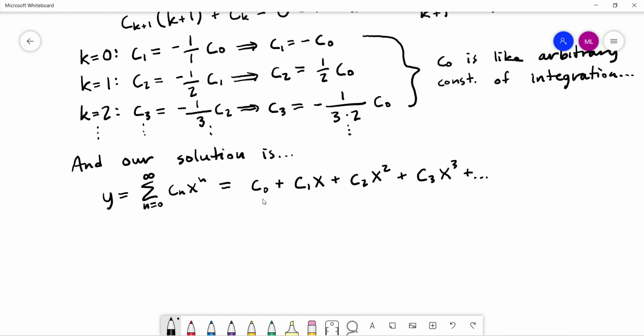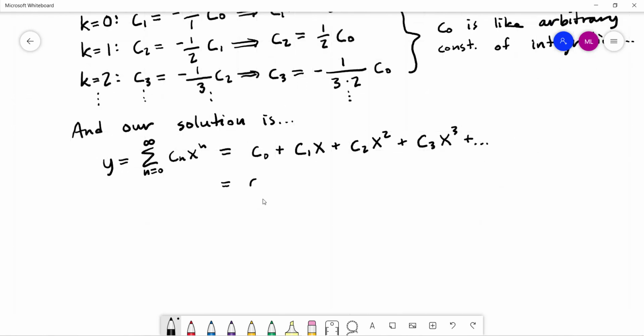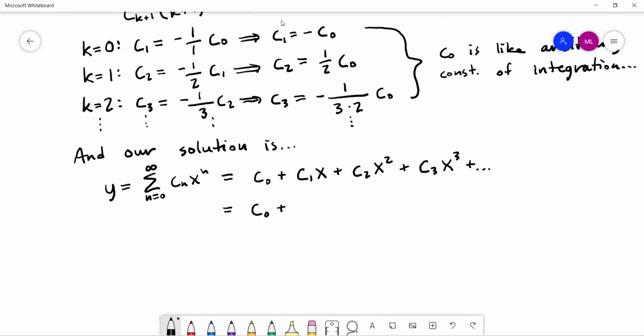But we already know what all of these are. So this is going to be equivalent to C0 plus C1 times x. But what was C1? C1 was negative C0, so negative C0 times x. Plus C2 times x squared, but what was C2? Well, it was 1/2 C0, so plus 1/2 C0 times x squared. Plus C3 times x cubed, but what was C3? Well, it was negative 1 over 3 times 2 times C0, x cubed, and so on and so forth.